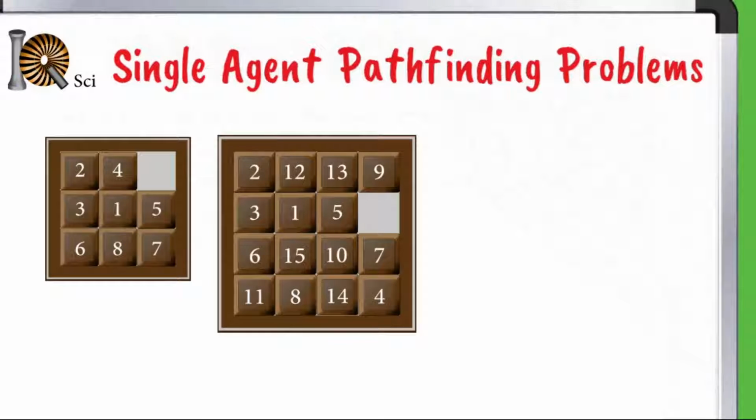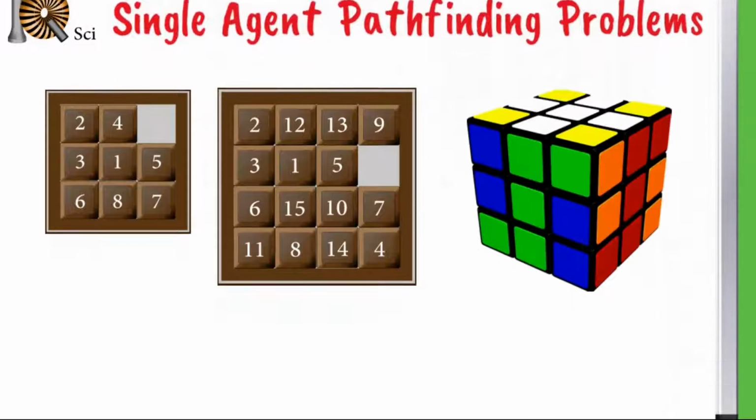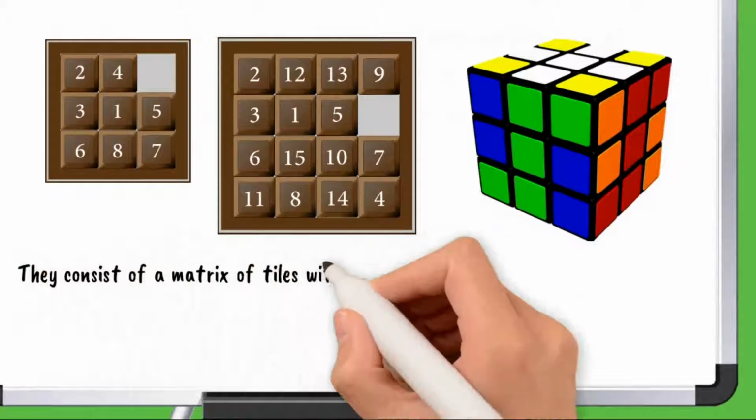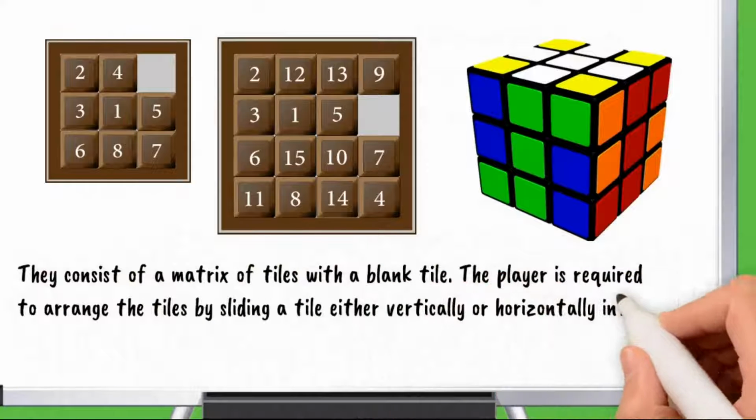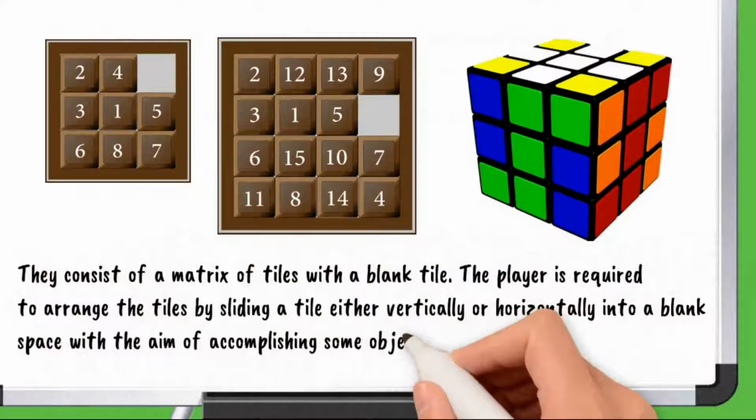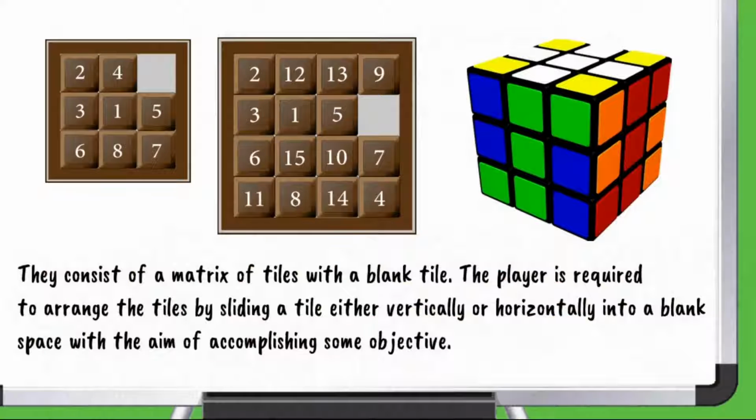The games, such as 3×3 (8-tile), 4×4 (15-tile), and 5×5 (24-tile) puzzles, are single-agent pathfinding challenges. They consist of a matrix of tiles with a blank tile. The player is required to arrange the tiles by sliding a tile, either vertically or horizontally, into a blank space with the aim of accomplishing some objective. The other examples of single-agent pathfinding problems are Traveling Salesman Problem and Rubik's Cube.